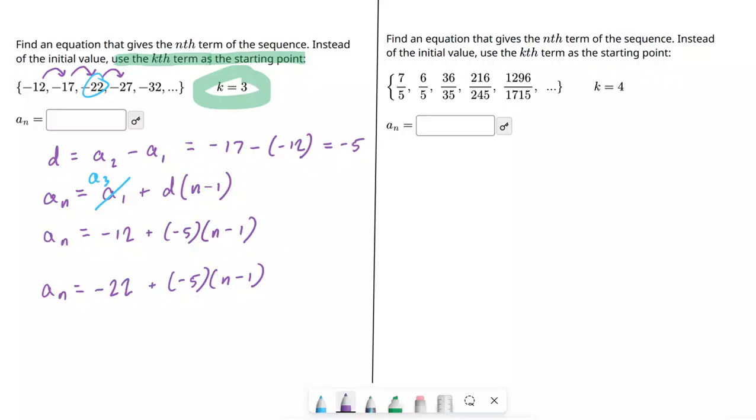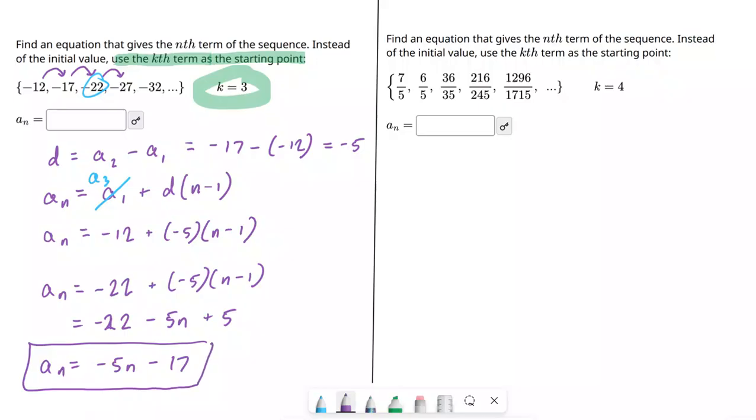Now, you could leave it that way, I suppose, but most people would feel a little icky and want to simplify it. So let's just do that. It won't take much time. This is negative 22 minus 5n plus 5 once I do that distribution. And what I get if I rearrange is negative 5n minus 17. That is my explicit formula for this arithmetic sequence starting at the third term.